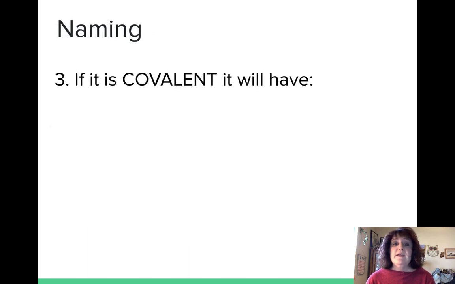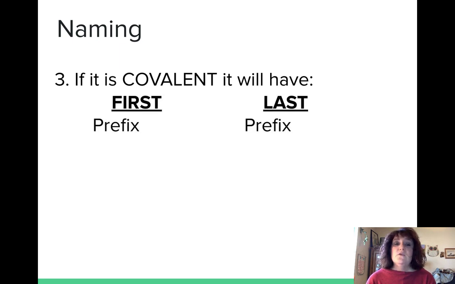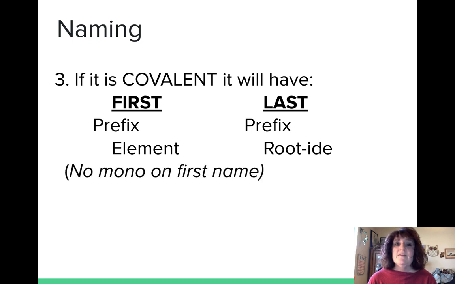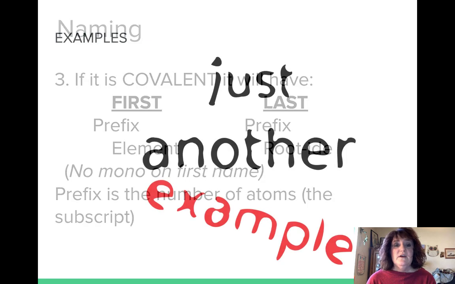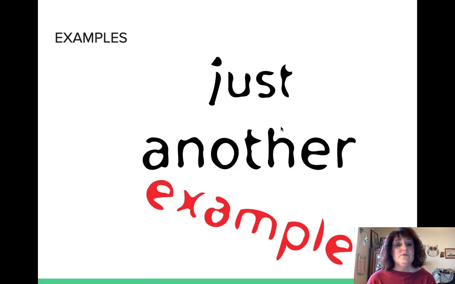If it is covalent, again, it will have a first name and a last name. The first name starts with a prefix and then the element. The last name is the prefix root-ide. Remember that the first name cannot start with mono. So if there's only one element or one atom, we don't start with mono, we just use the element name. Remember that the prefix is the number of atoms. It's the subscript. So let's look at some examples.